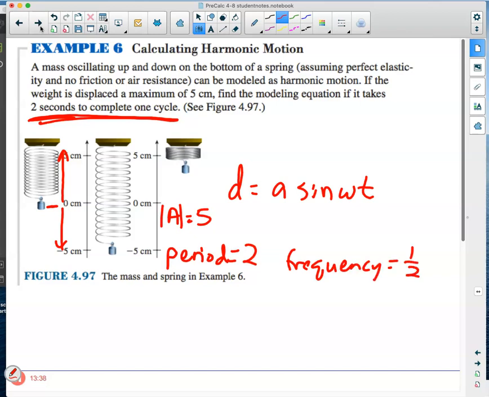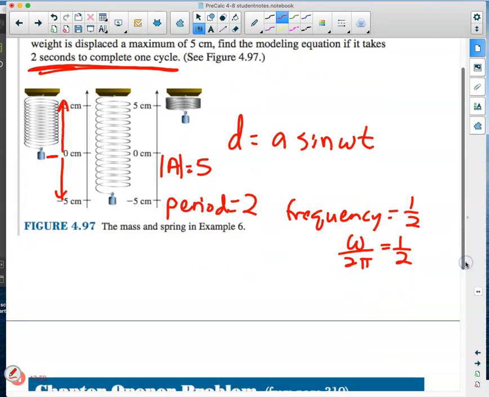And that means the frequency is 1/2. Now, why do I want to know about the frequency? Because the frequency equals omega over 2 pi, and I need that omega. So if I put omega over 2 pi equals 1/2, I can cross multiply and divide by 2 and see that omega equals pi.